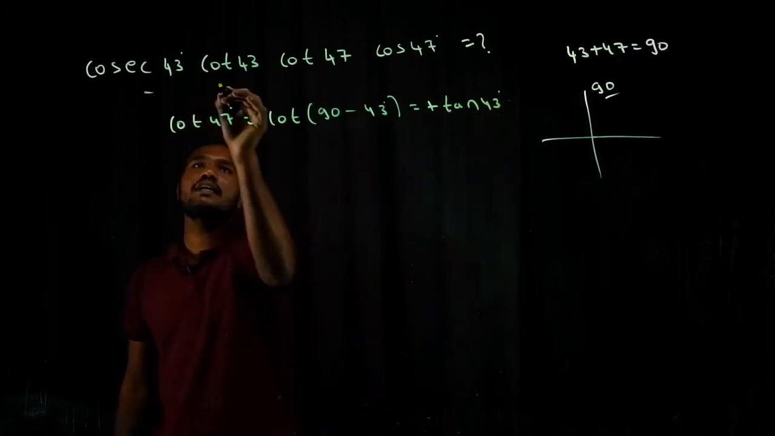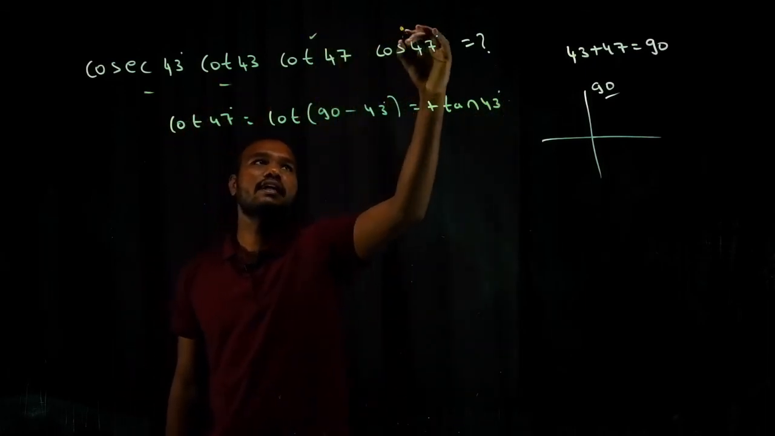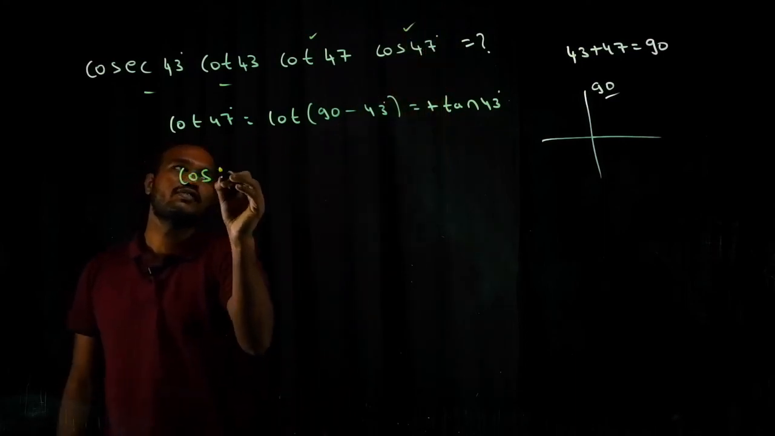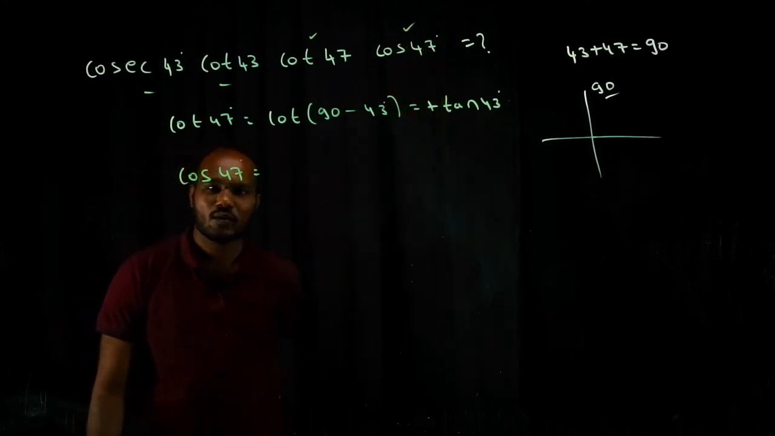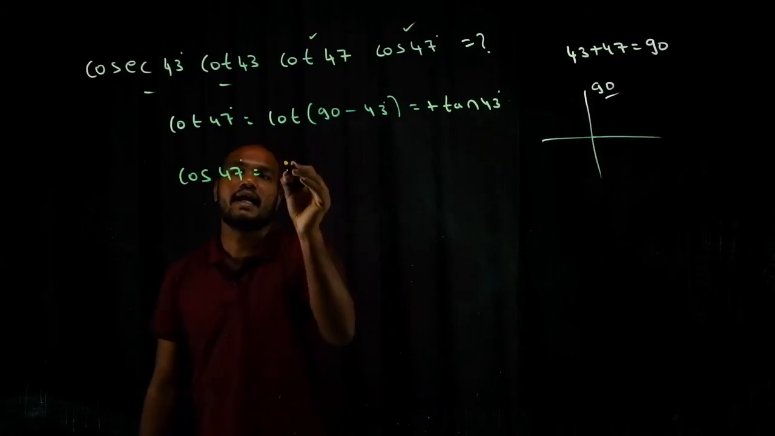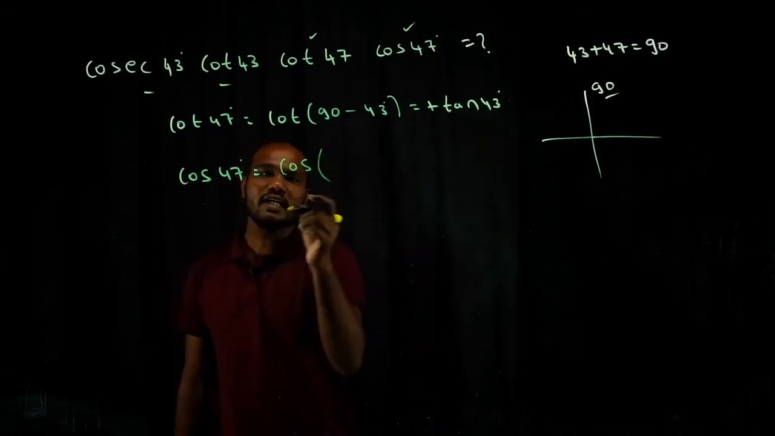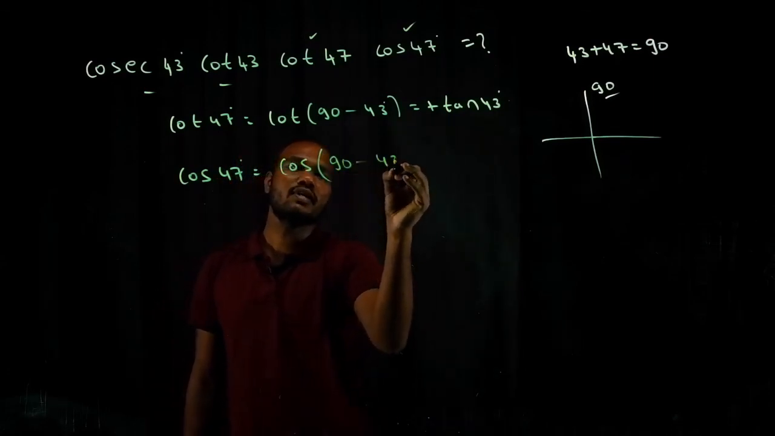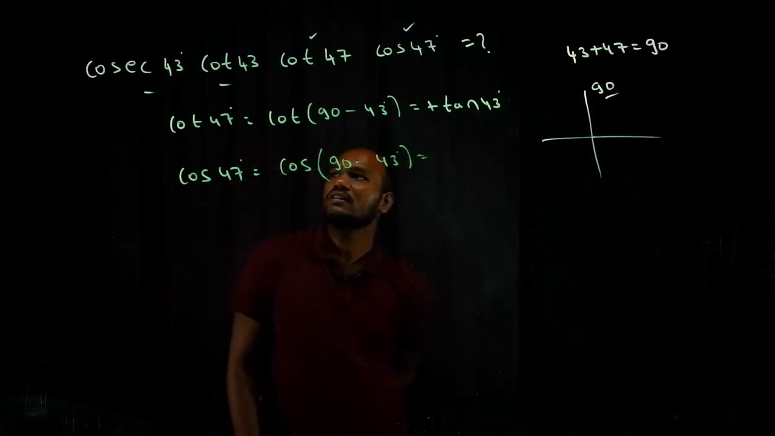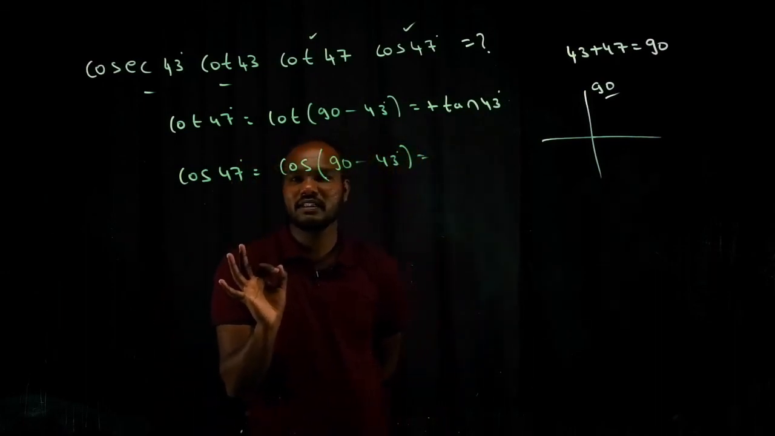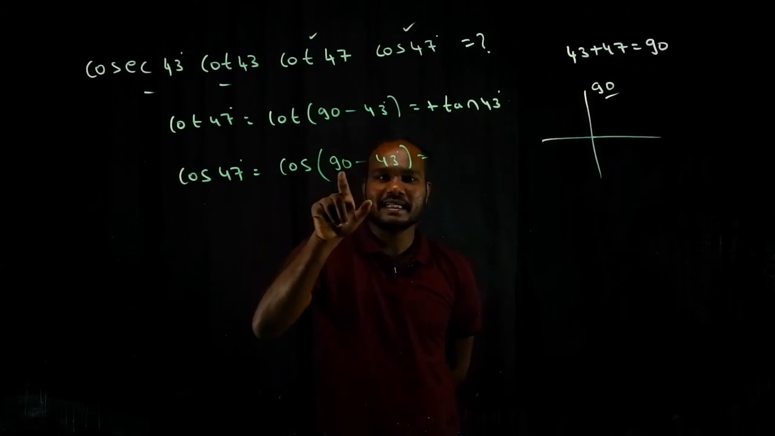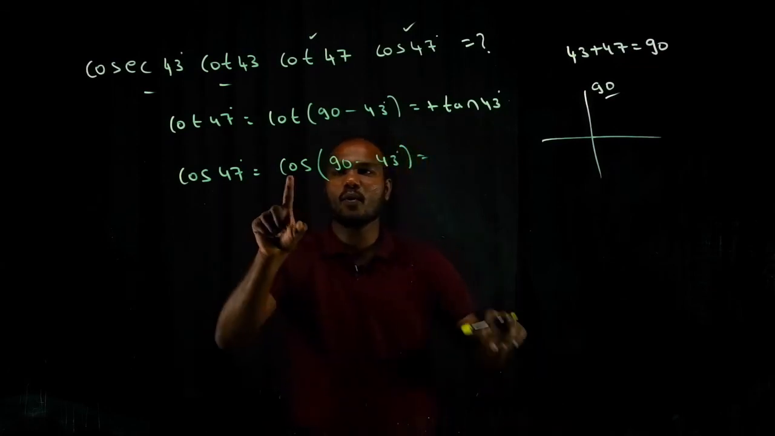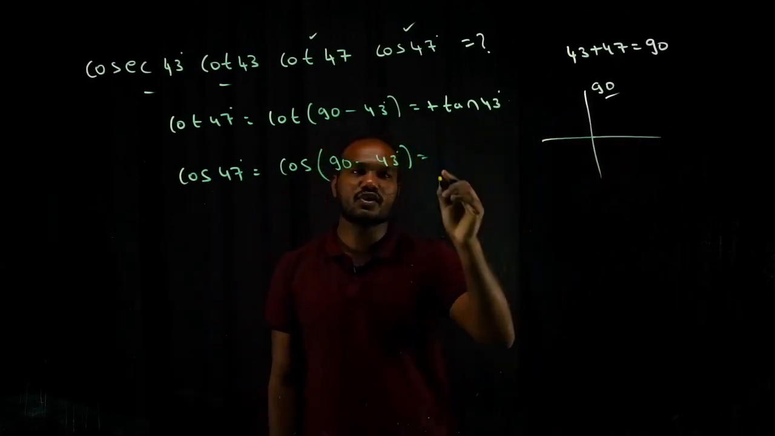In the same way, I'll not touch this also. I've done this. I'll take this now. Cos of 47 degree. What is cos of 47 degree? Again, you can write 47 degree as 90 minus 43 degree. Because, see here, you will just realize it in 1 second. Cos of 90 minus 43 degree. Now, what I'll do? Cos of 90 minus theta. This is first quadrant.